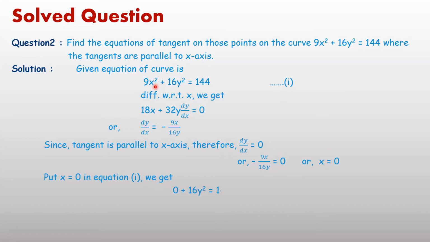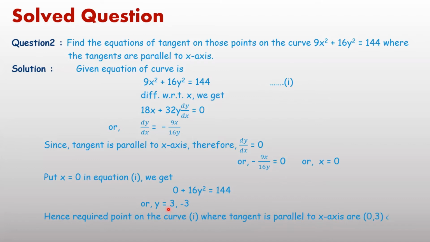In place of x, write down 0. 9x² means 0, plus 16y² equal to 144, or y² equal to 144 by 16, which means y² equal to 9 or y equal to plus minus 3. In this process, you are getting the values of x and y. Value of x is 0 and 2 values of y you are getting, means there are 2 points on the curve, (0, 3) and (0, -3), at which tangents are parallel to x-axis.